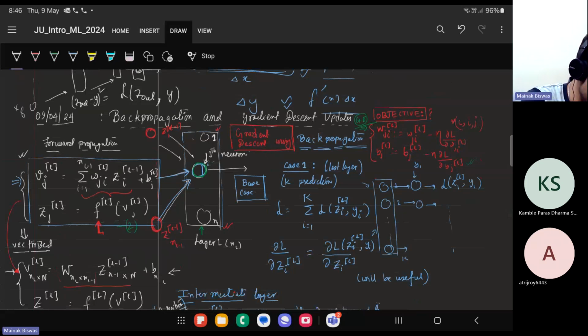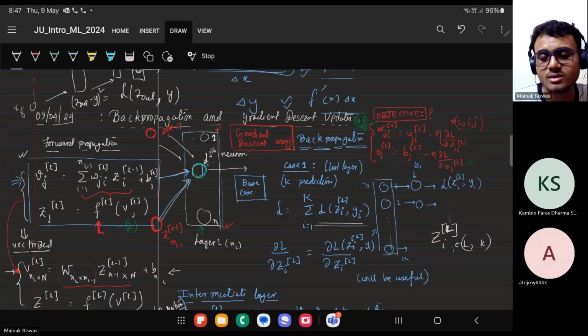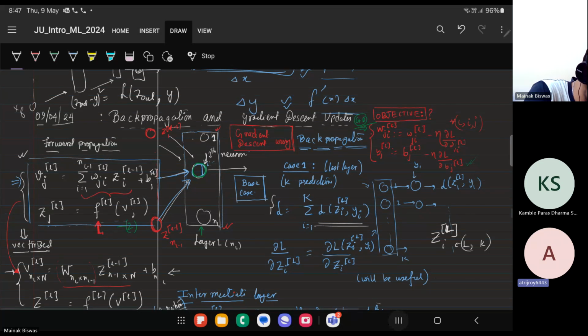So for the last layer, say the output is Z_L, capital L, because we had an L layer neural network, for i from 1 to K. The K labels, whatever you want to predict, you just give that as output, and then you will have losses for each of these predictions. You will sum up the losses because you want to minimize the total loss, right? That's what I wrote.